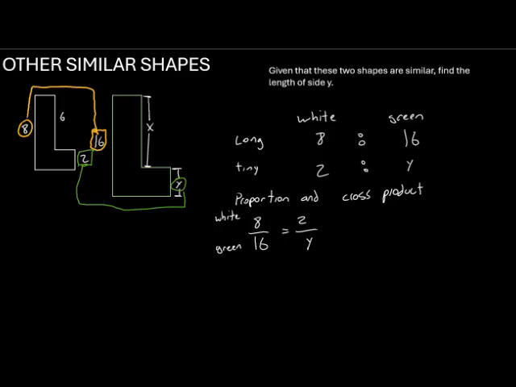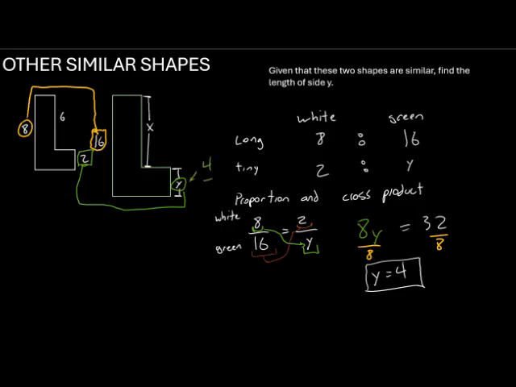We'll do our cross product and we'll multiply the 8 times the Y. This gives us 8Y. Then we multiply the 2 times the 16. This gives us 32. Then we'll divide by the 8 in front of the Y. We'll take Y equals, and then say 32 divided by 8. This is going to give you 4. So now we know that the tiny side down here, marked by the Y, is 4.